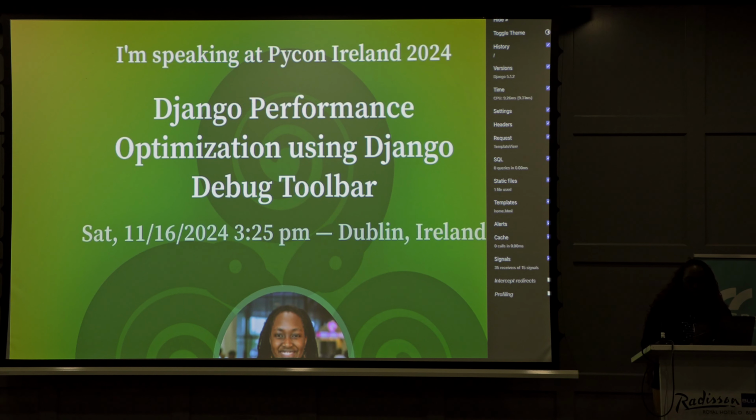We have the headers panel that shows HTTP request and response headers, which helps when you're debugging issues with HTTP headers or cookies or CORS. We do not like CORS issues. We have the request panel, which displays details about your GET, POST, cookies, and session variables.